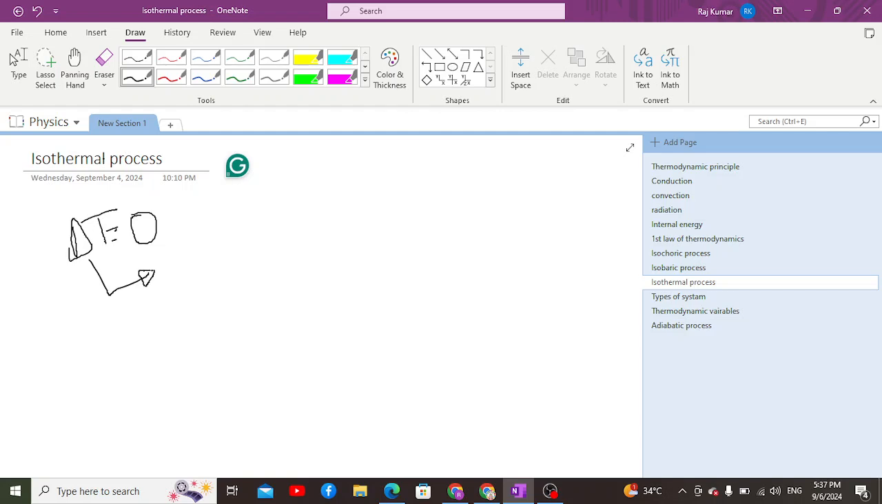kinetic energy of the system, because temperature is basically the measure of the average translational kinetic energy of the system, due to which the change in kinetic energy would be equal to 0. Change in kinetic energy will be equal to 0, right?